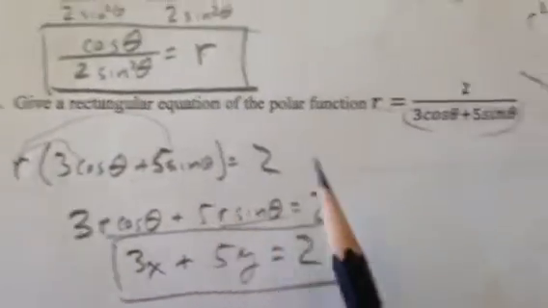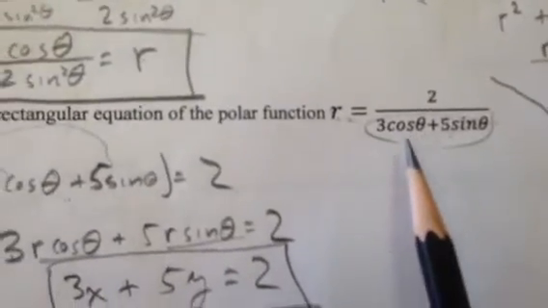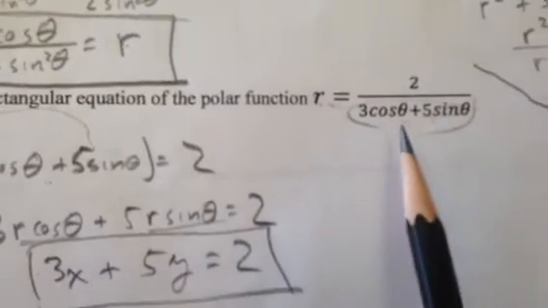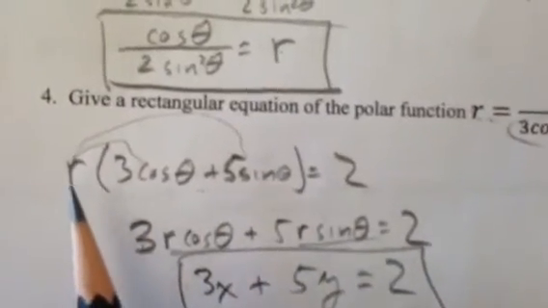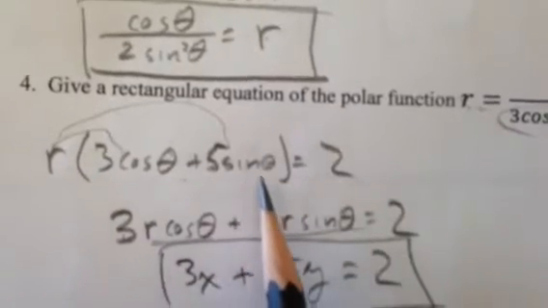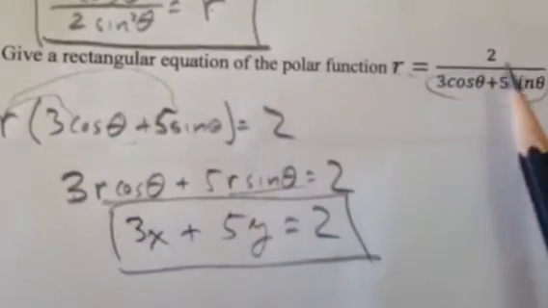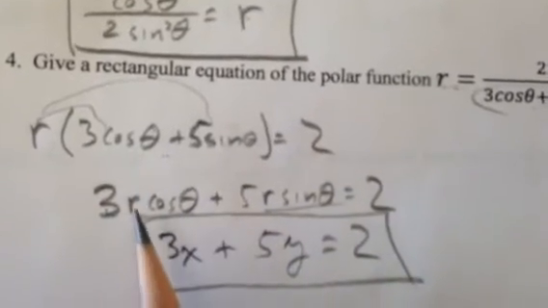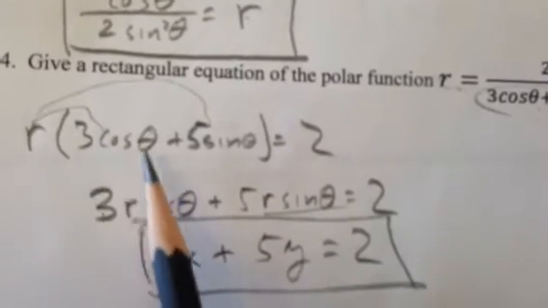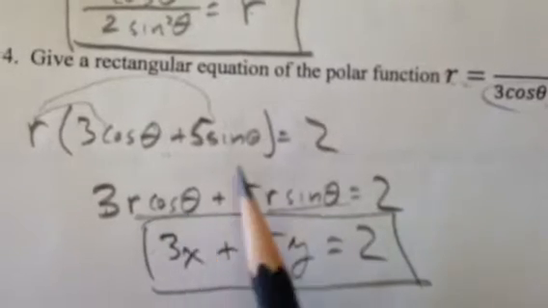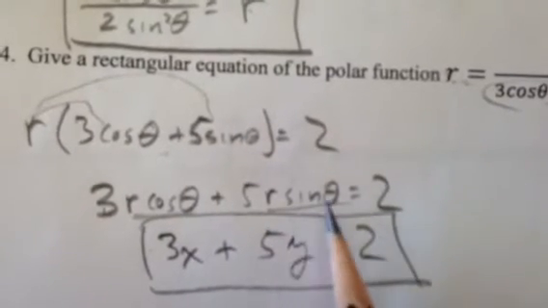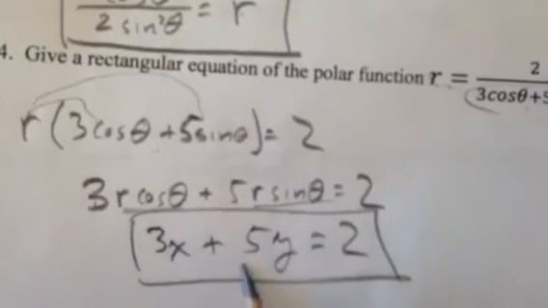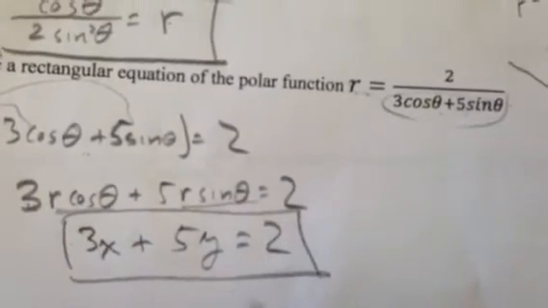The next problem, taking this polar equation and putting it into xy terms, my favorite trick in the world is to multiply by the denominator. That's great here because that just gives me r times 3 cosine theta plus 5 sine theta equals 2. No more fraction on the right side. And so then using the distributive property, r times this 3 cosine is 3r cosine, and r times 5 sine is 5r sine. That's 5 times y. This was 3 times x, so 3x plus 5y equals 2 is my final equation.